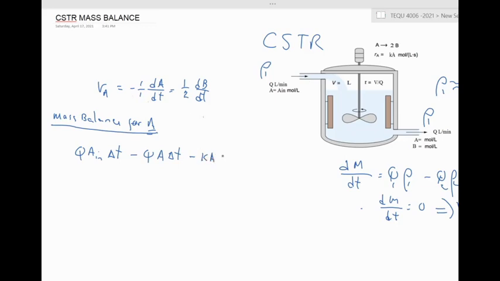Remember now, careful here. The unit of RA is moles per liter per second, meaning that somehow I need to multiply this by the volume by delta T. Now I have here moles, so here is mole and here is mole as well. So the units are consistent, and that's very important.